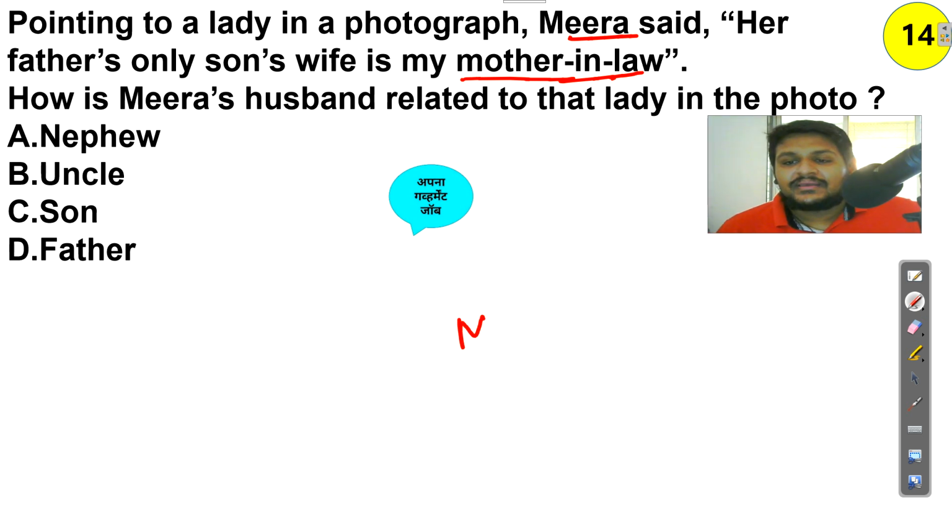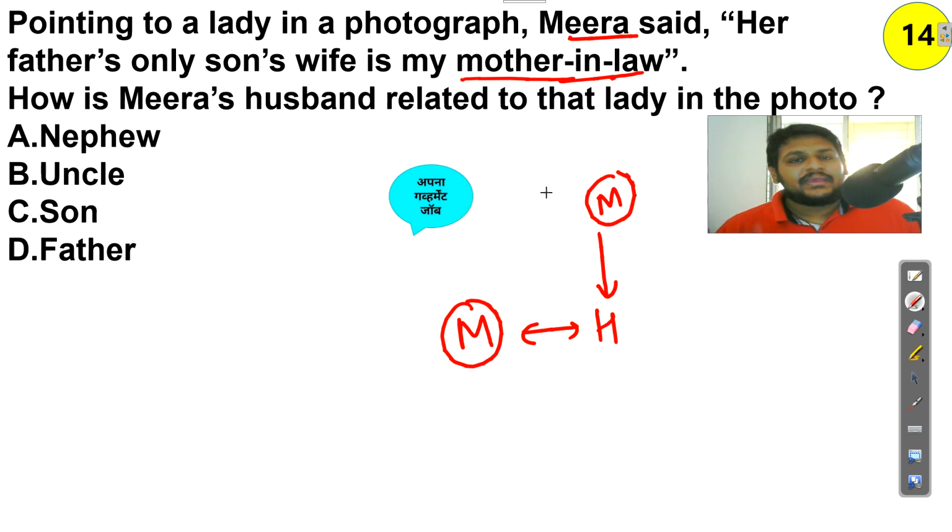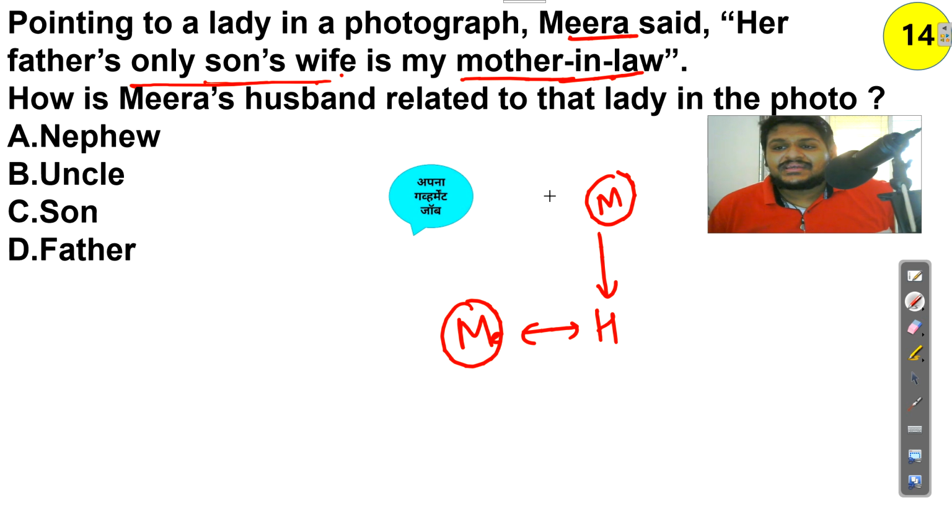So Meera is obviously married. Meera's husband is there, and mother-in-law means husband's mother. For Meera I will use M-E here. Then my mother-in-law is my husband's mother. What is given? That the only son's wife is my mother-in-law. So she is the only son's wife.